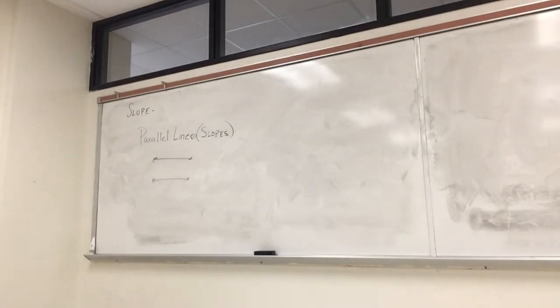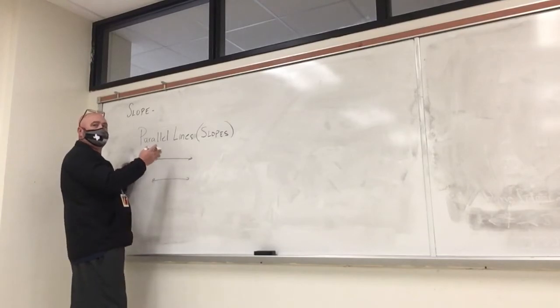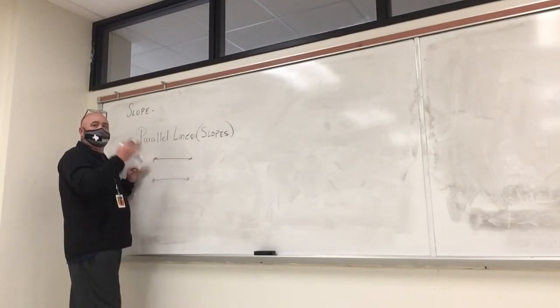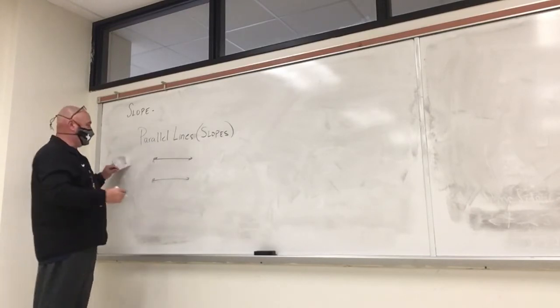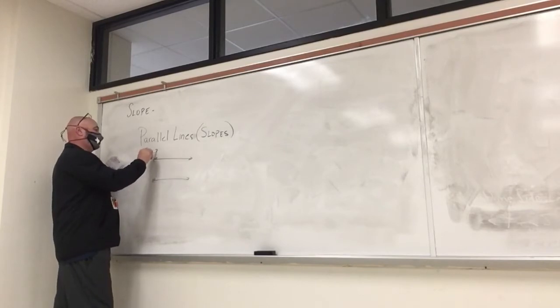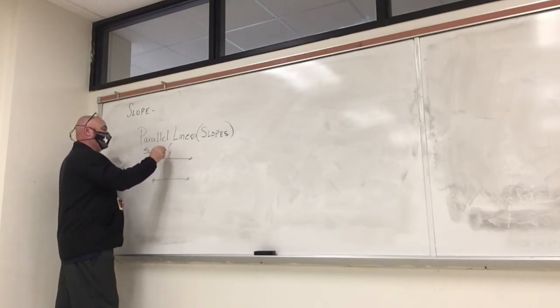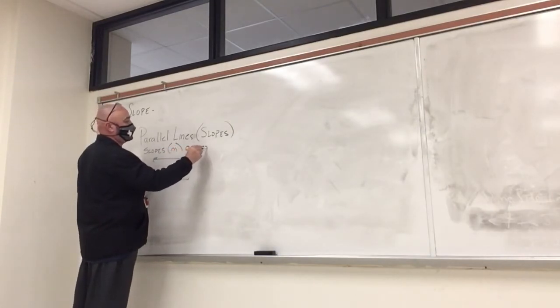What can you say about their slopes? Well, if their slopes are both zero, what are they? Are they equal, not equal, or whatever? They're equal to each other, right? So what I'm going to say, anytime you have two parallel lines, their slopes are equal to each other. Okay? So slopes are, and I'm going to put m, equal.